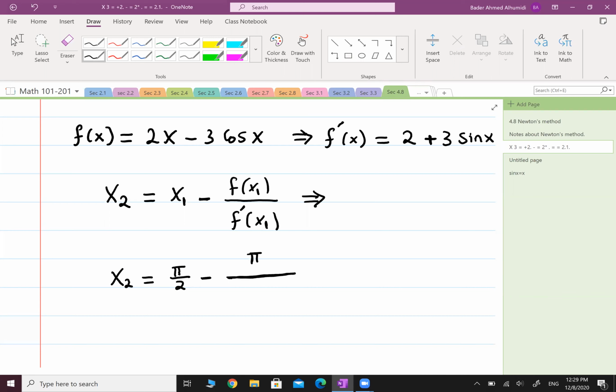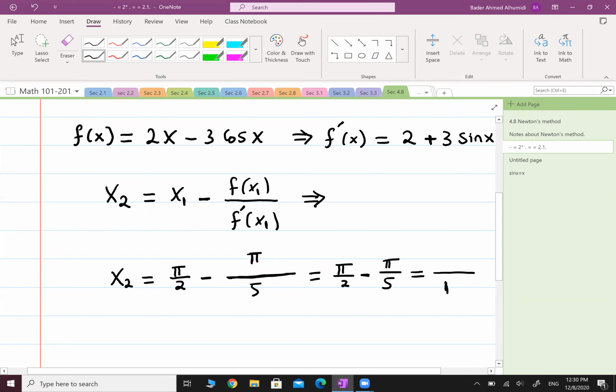What about f prime of pi over 2? I substitute here by pi over 2. I have 2 plus 3, that is equal to 5. So the final answer will be pi over 2 minus pi over 5. Now, if you combine them in one fraction, this will be 10.